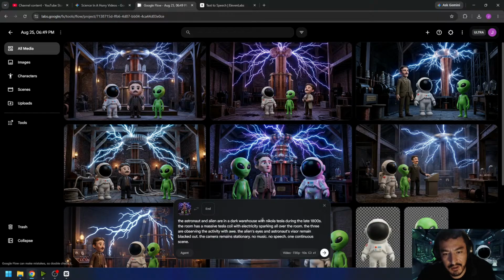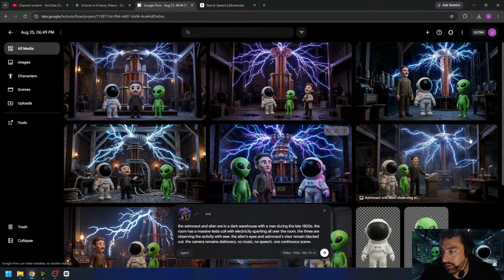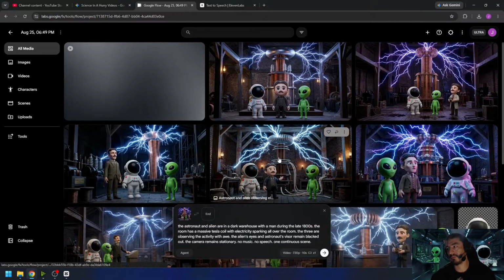I'll say the astronaut and alien are in a dark warehouse with, instead of Nikola Tesla, you replace it with a man. The room has a massive Tesla coil. The three, okay, so that should do it. The only other reason it wouldn't is if the AI detects that even though it's animated, this person looks an awful lot like Tesla, it'll still flag it. But we'll see.